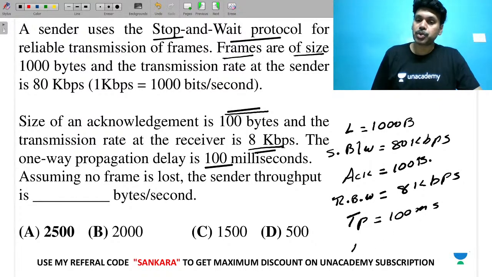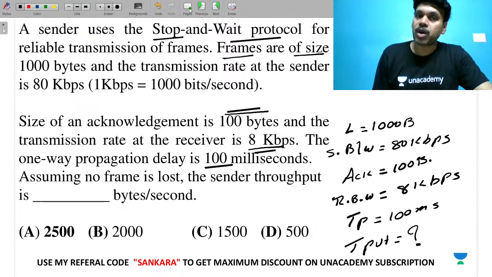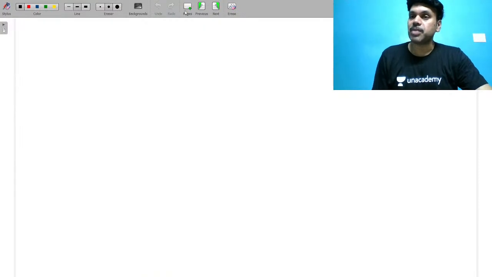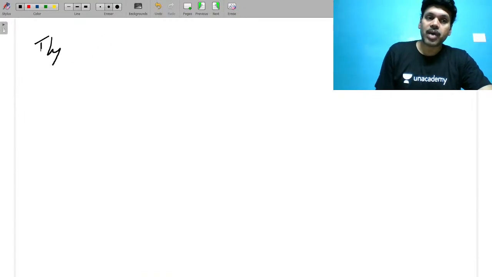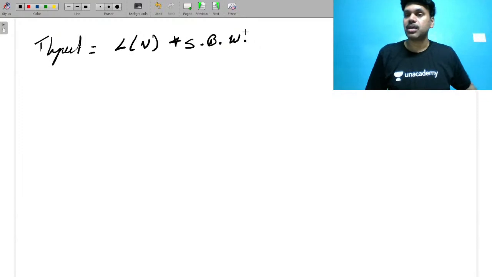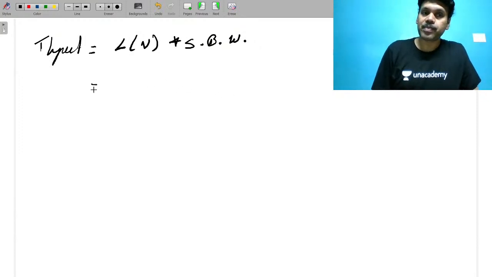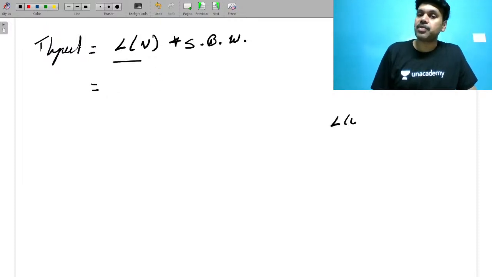What is being asked? Throughput is asked. What is the throughput? The actual amount of data transmission is nothing but your throughput. How are you going to calculate it? It is link efficiency times sender's bandwidth. This is your throughput answer. Otherwise, message size divided by total time. So I am going to find L of u.